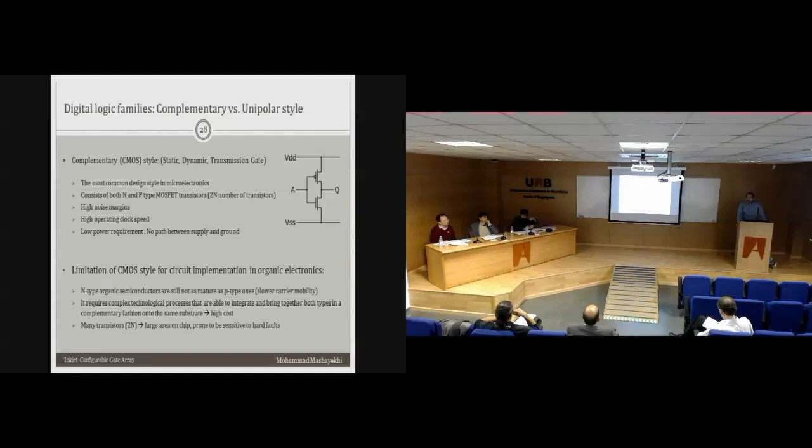However, there are some limitations of this style for circuit implementation in organic electronics. And what are they? First of all, N-type semiconductors are still not as mature as P-type for printed electronics because of the slower carrier mobility. On the other hand, the CMOS style requires complex technological processes to integrate both types of organic materials onto the same substrate, and it means that it is a high-cost technological process.